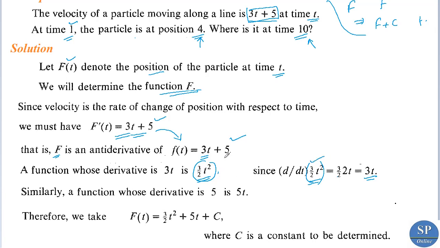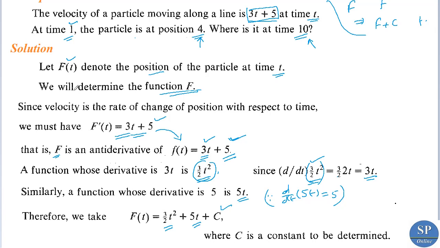Now what about the function whose derivative is 5? Similarly, a function whose derivative is 5 is nothing but 5t, because d/dt of 5t is equal to 5. So we have F of t is equal to the antiderivative of these two functions, that is, the antiderivative of 3t is 3/2 t squared, and the antiderivative of 5 is 5t, plus a constant c, where c is a constant to be determined.